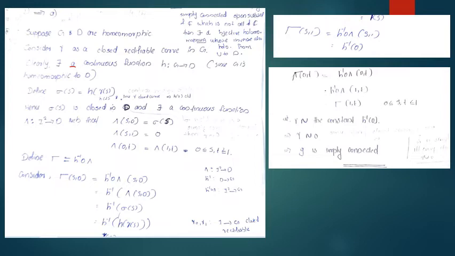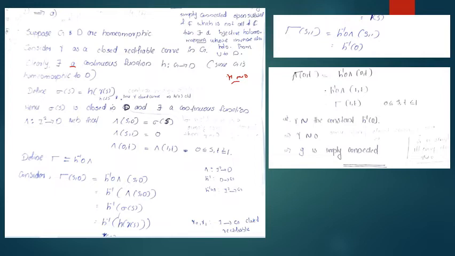We need to show that G is simply connected, and from the definition, G is simply connected if and only if any closed rectifiable curve gamma is homotopic to 0. So we choose an arbitrary closed rectifiable curve gamma in G. We need to show that this gamma is homotopic to 0. Now define another function sigma of S as a combination of H and gamma.